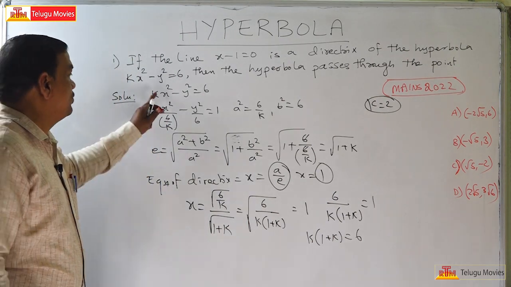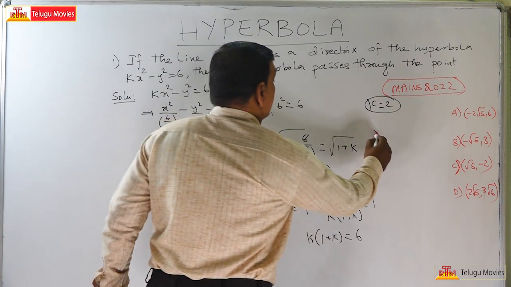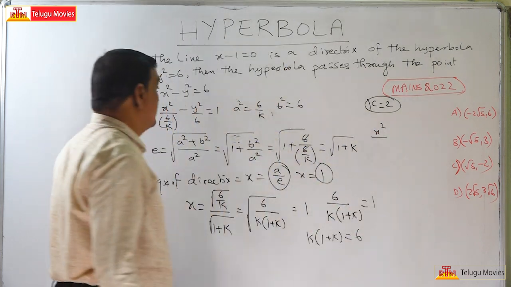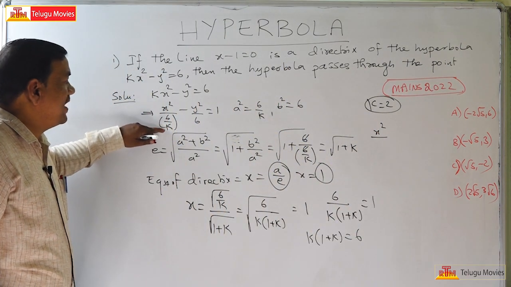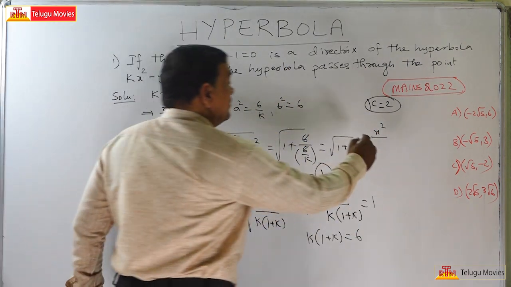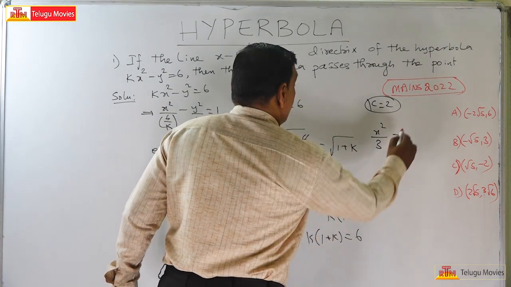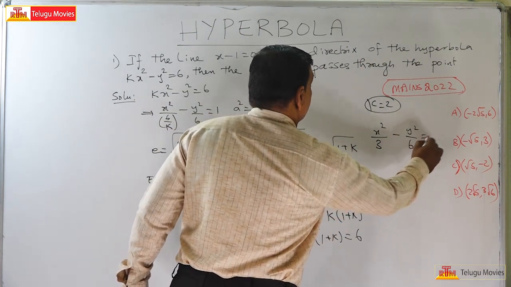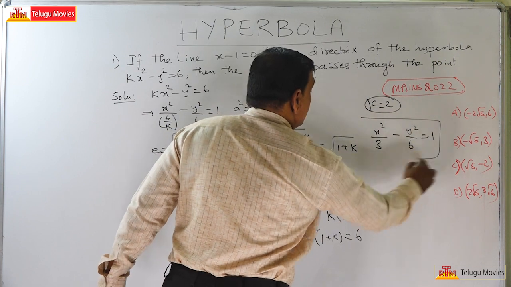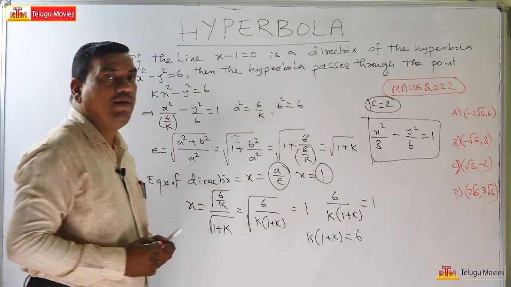Now substitute the k value here. The equation of the hyperbola is x square by 6 by 2, that is x square by 3, minus y square by 6 is equal to 1. So this is the equation of the hyperbola.